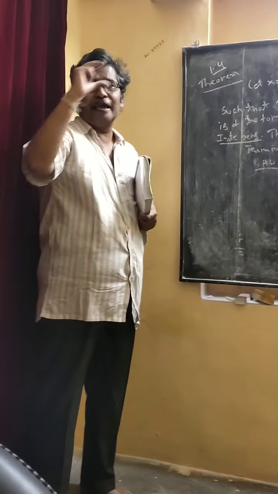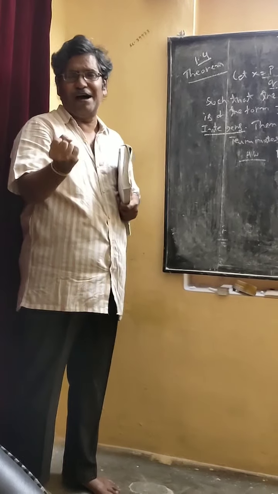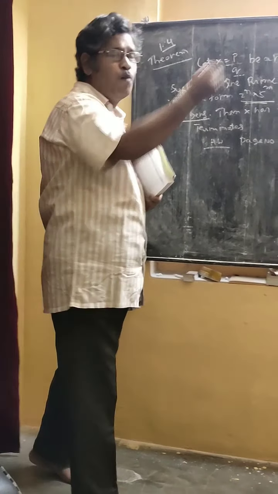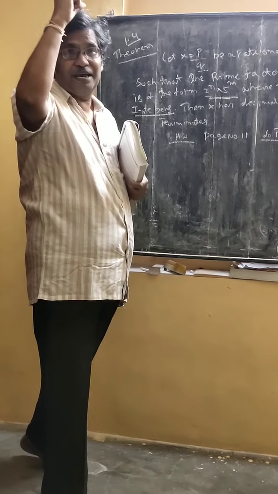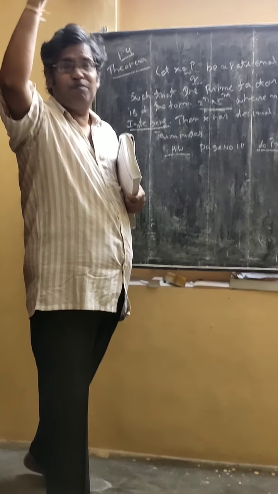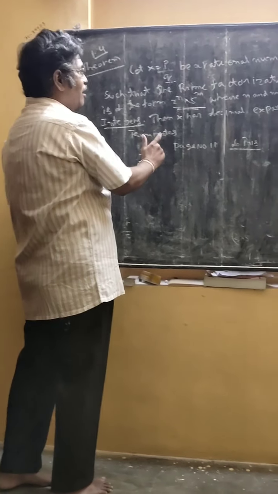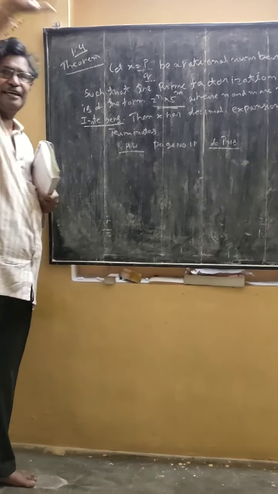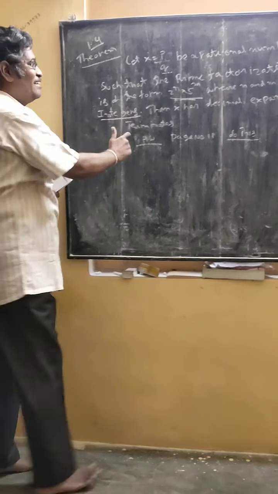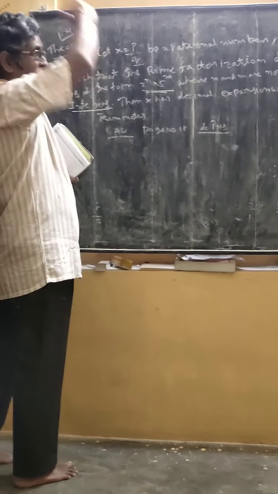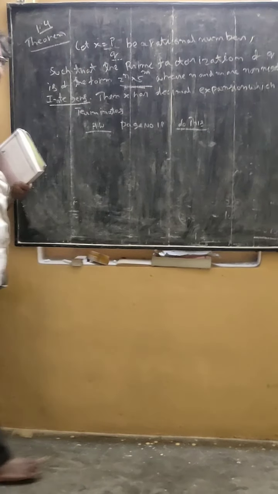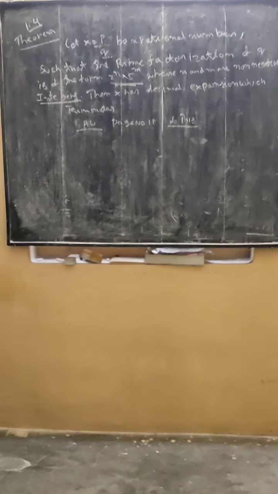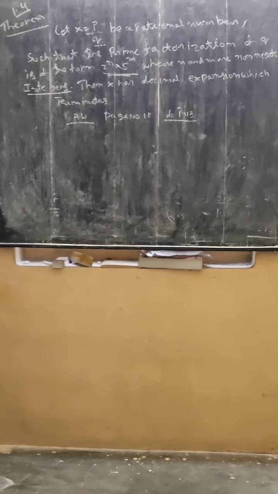In every theorem there are two parts, if part and then part. The if part, the given part, is called hypothesis. The then part, what is required to prove, is called conclusion. You observe that the if part comes here to the conclusion. There, the starting is a terminating decimal and the ending is a rational number p by q. Here the starting is p by q, a rational number, and the ending is the terminating decimal. So 1.4 is the converse of the 1.3 theorem.